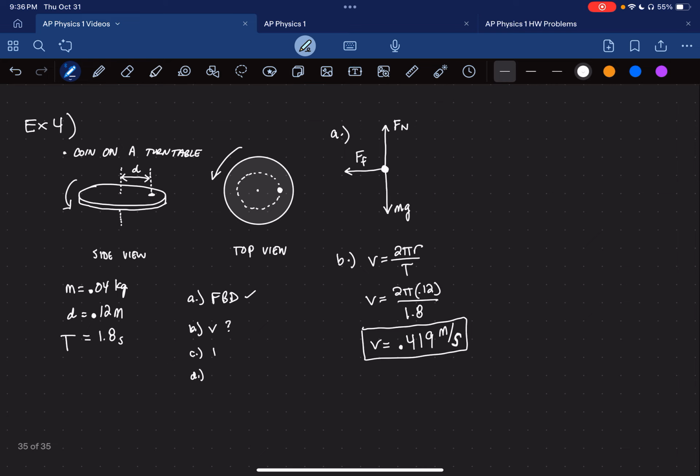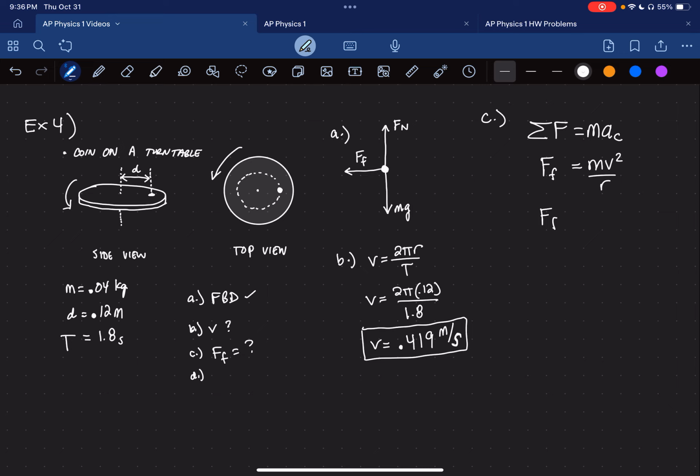Now, what do we want to know next? I think we want to know, what is the friction force? What's the magnitude of the friction force on the coin? So let's do this. Let's use Newton's second law, which is mv squared over r. Now, what force or forces is contributing to that centripetal acceleration? Well, it's all friction force. So we're just going to write the friction force here, which of course is a static friction.